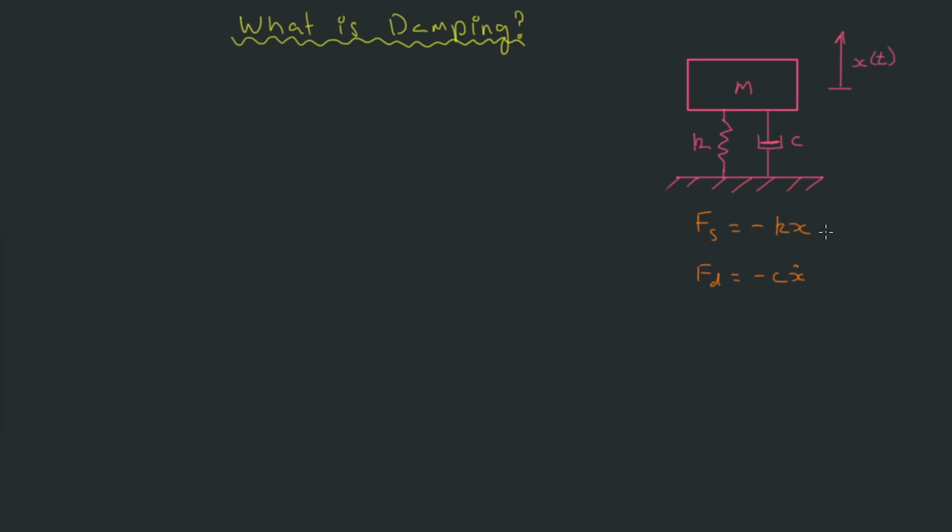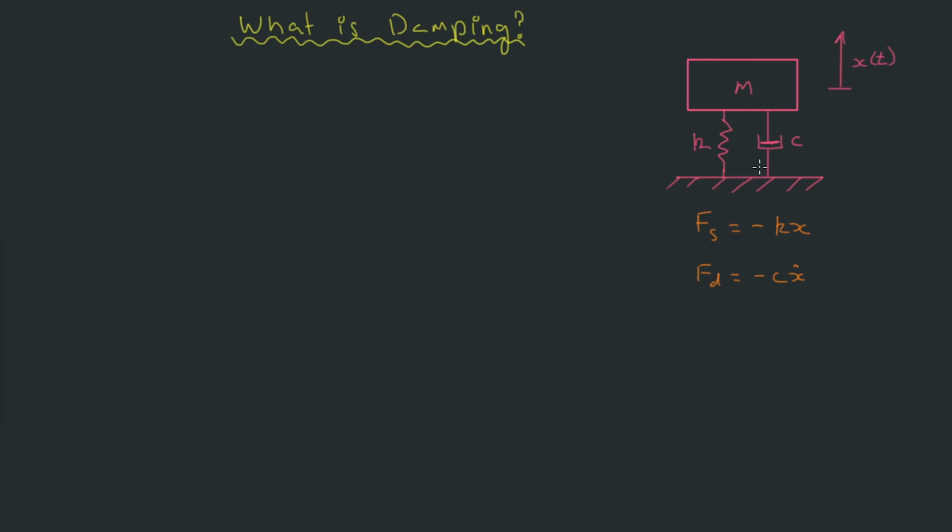And then this is our velocity. So instead of displacement, the force of a damper is a function of velocity. So that's really the only difference. If we had a displacement here, then it would be exactly the same as a spring.